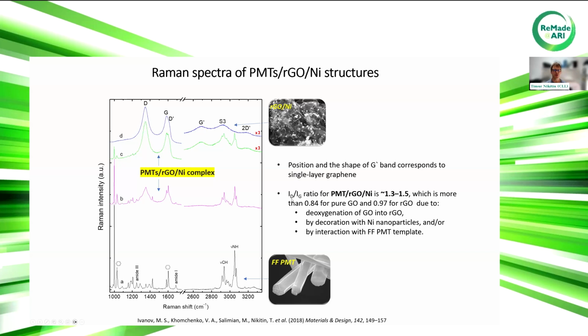And then also by measuring the ratio of the D band to the G band, we can estimate the level of defects. And we can see that for the complex, the ratio of the D and G bands is about 1.3 to 1.5, which is more than for pure graphene oxide or for reduced graphene oxide, due to the oxidation, and of course the introduction of defects with nanoparticles, or interaction with this peptide microtubes template.